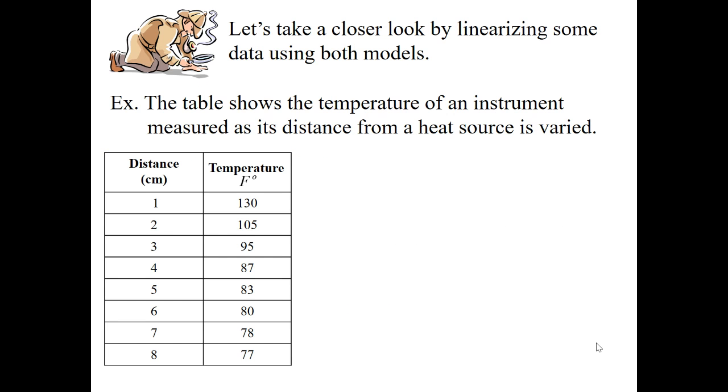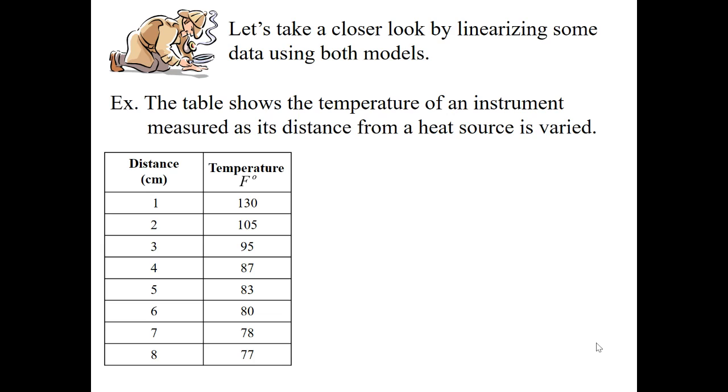Now, let's go ahead and try to linearize some data. I have a table of data here. It shows the distance from a heat source and the temperature measured. So if I have a distance of 1 centimeter, the temperature measured is 130 degrees Fahrenheit, and so on. Let's think about this. If one of these is going to be used as an explanatory variable, the distance is probably going to explain the drop-off in heat. So I'm going to use distance as x, temperature as y.